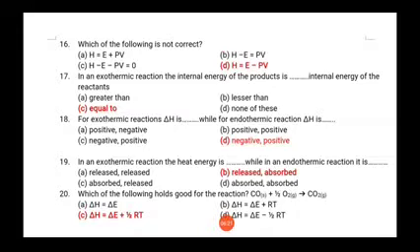So the correct option is option B, where the answers are released and absorbed. For exothermic, heat is released, and for endothermic, heat is absorbed.